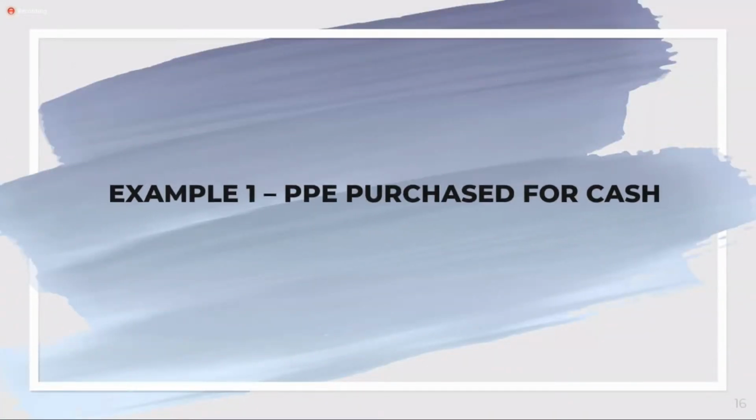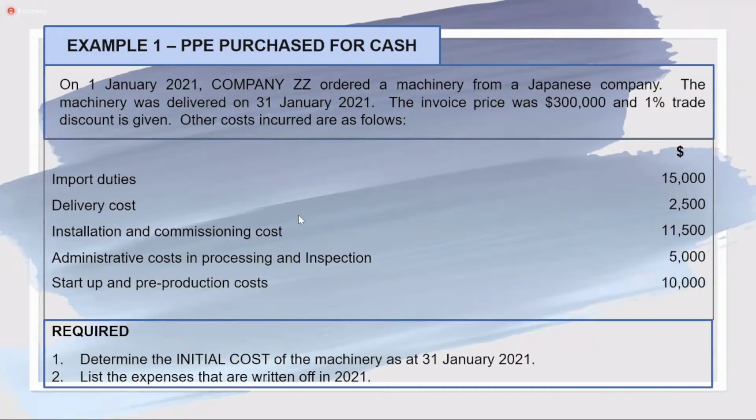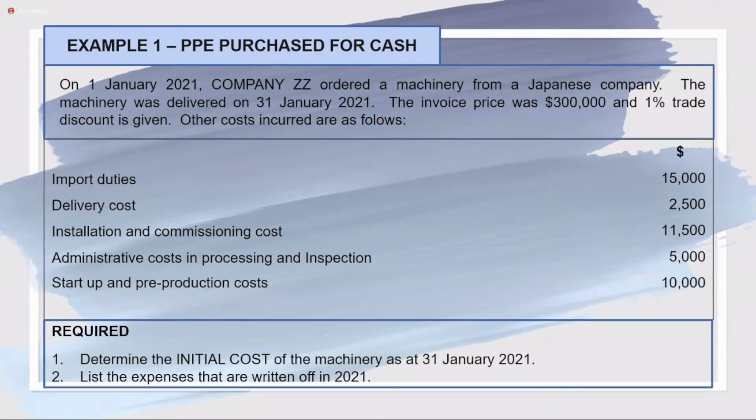Okay, kita tengok satu example. Let's say you have this. On 1st January 2021, company ZZ ordered a machinery from a Japanese company. The machinery was delivered on 31st January 2021. Okay, you ordered this date. Ini tarikh order. Okay, ini tarikh sampainya. So ada di business you pada 31st January.